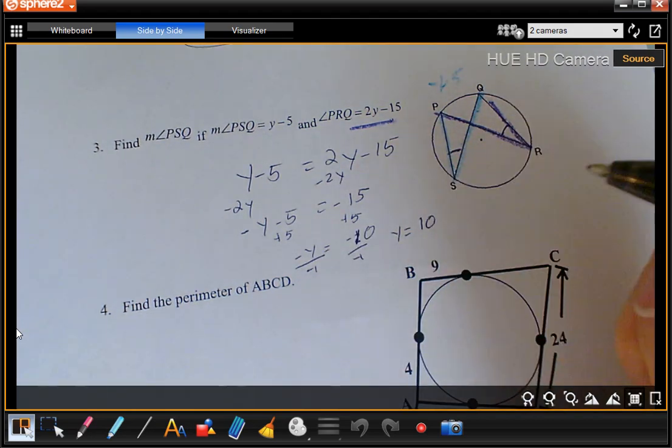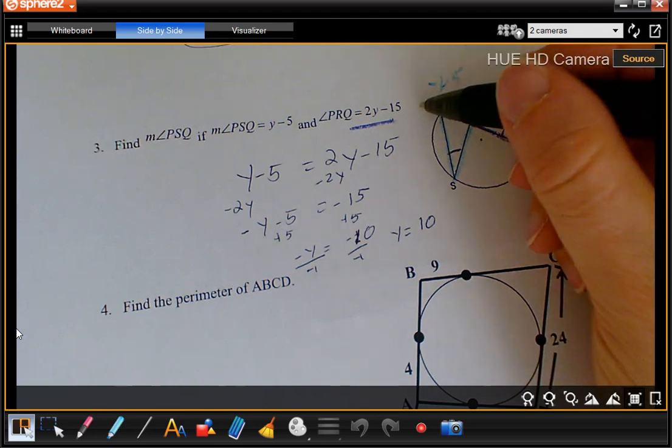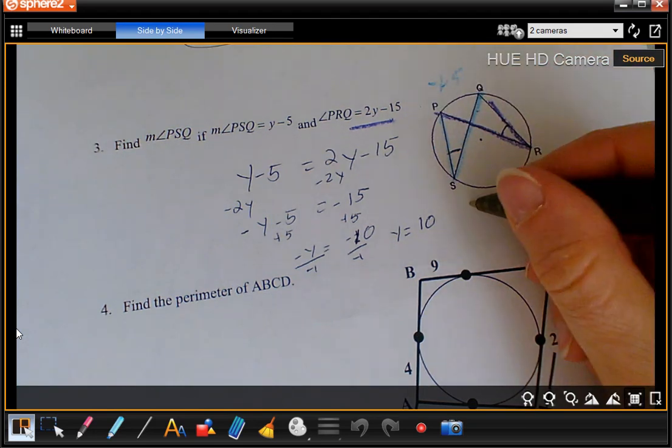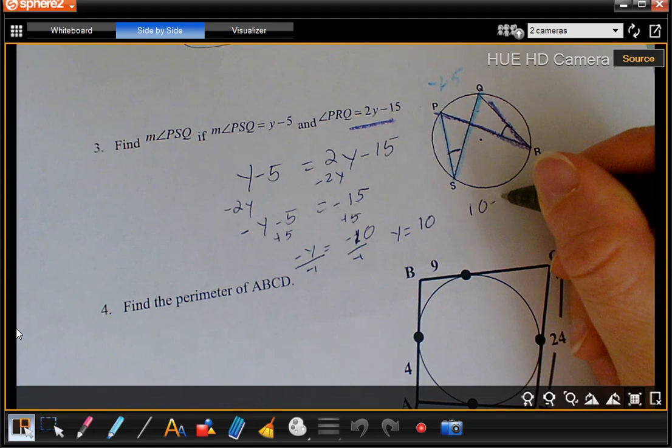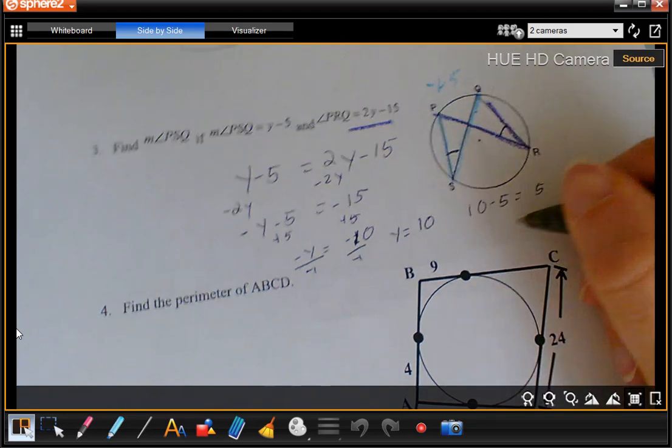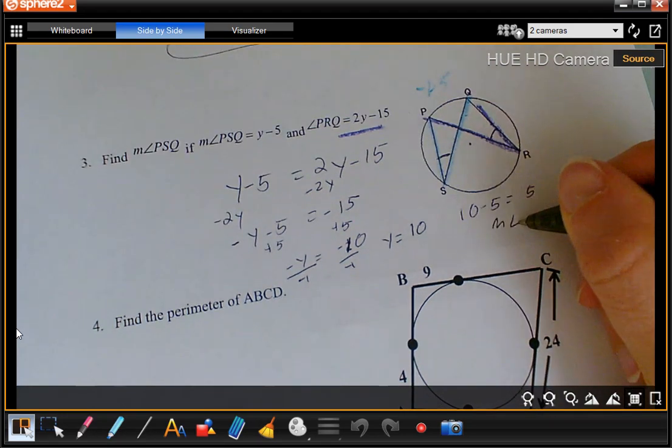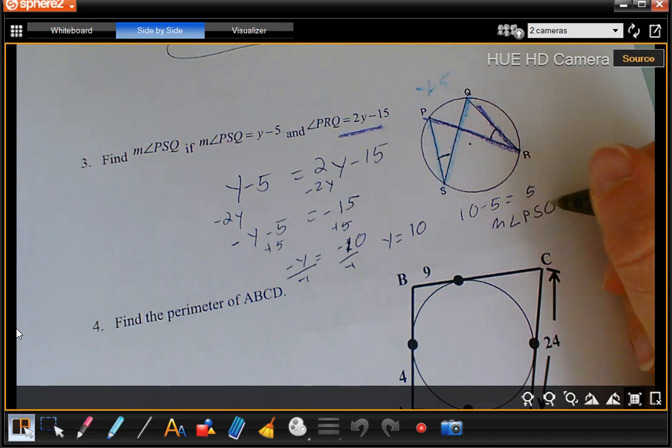Now I want to find the measure of PSQ, so I'm going to plug it back in. 10 minus 5 equals 5. So the measure of angle PSQ equals 5 degrees.